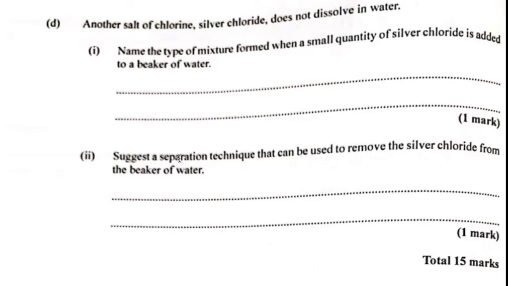And then part 2 of D, they ask us to suggest a separation technique that can be used to remove the silver chloride from the beaker of water. Now, once it's a suspension, the solute particles are large, too large to be trapped by the pores in filter paper. So we can use filtration. And that would give us full marks.